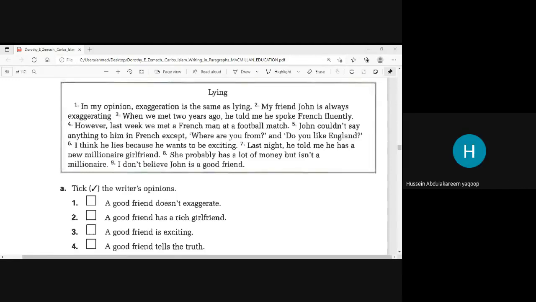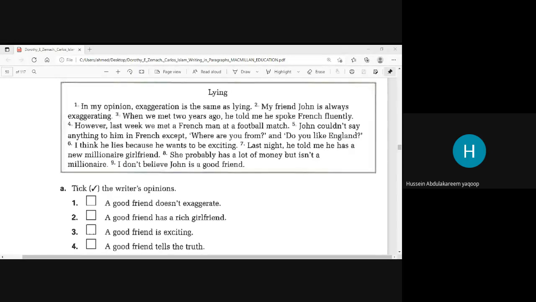John couldn't say anything to him in French except, where are you from? And do you like England? That's okay. Thank you very much. Fatma Jabbar again. Read sentence number 6 and 7. I think he lies because he wants to be exciting. Last night he told me he has a new millionaire friend. Right. Thank you.